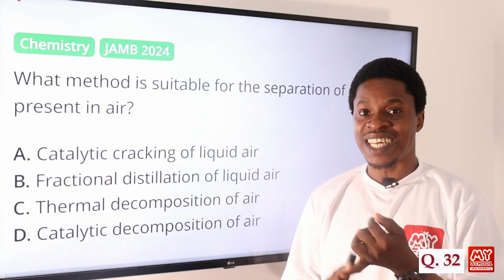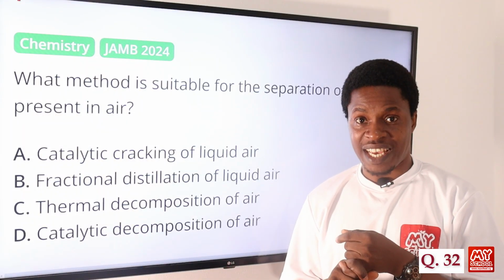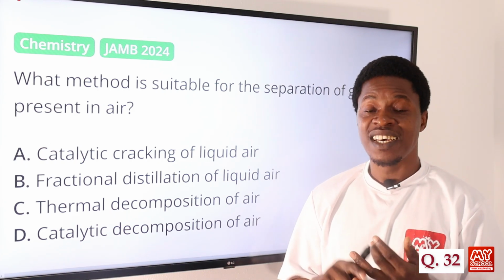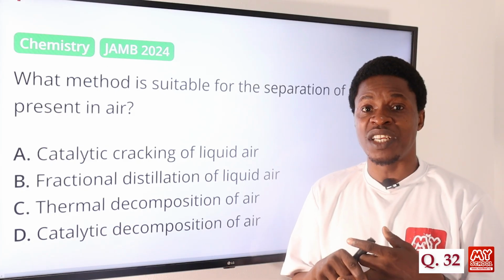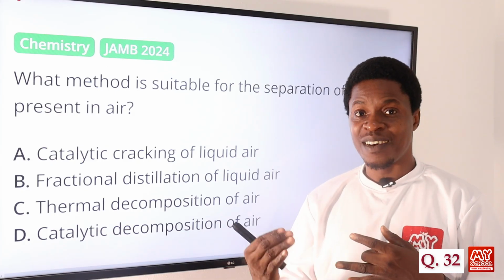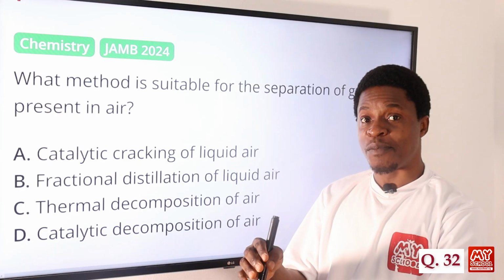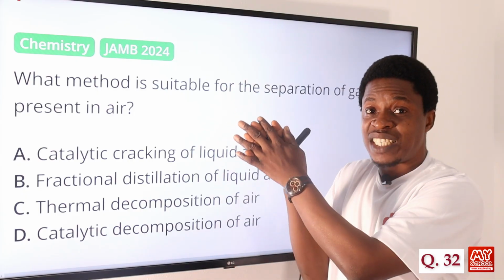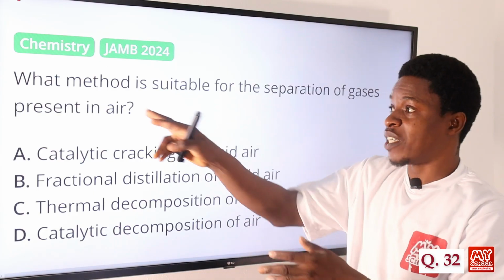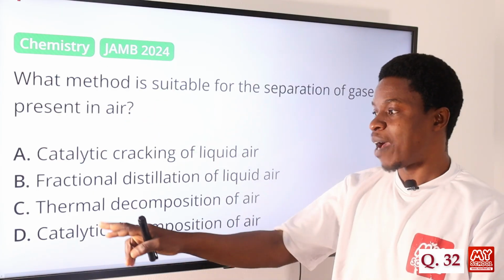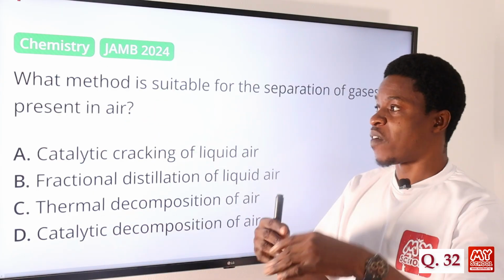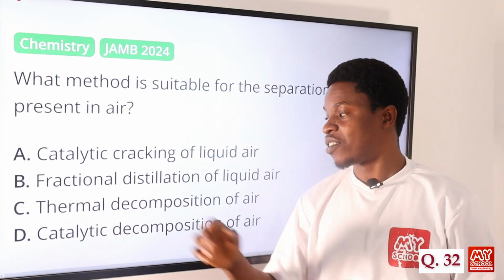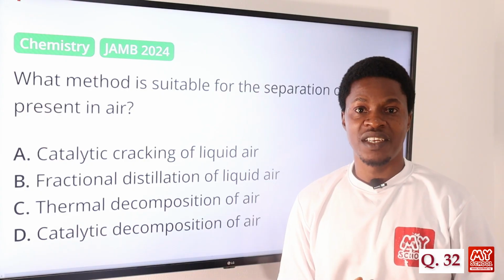Dry ice and solid ice are not the same. Dry ice is the solid form of carbon dioxide, while solid ice is the solid form of water, which goes below the freezing point. In that way you would have separated the carbon dioxide and the water vapor present in that air. The remaining components can then be separated. So the correct answer here is option B, fractional distillation of liquid air.